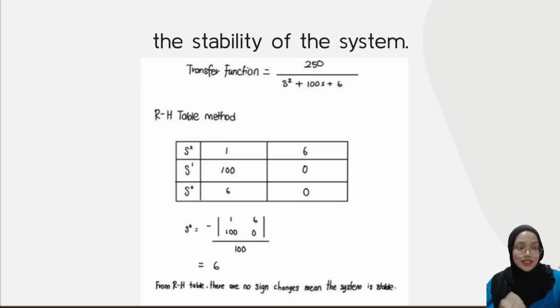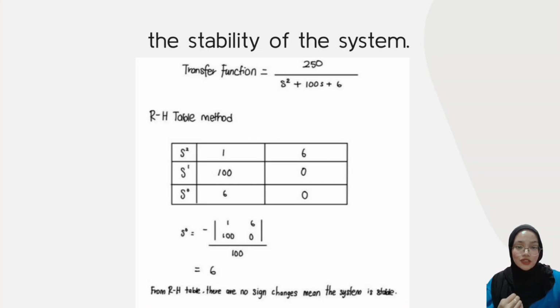Next, the stability of the system. So how to know the transfer function is stable or not? We use the RH table method. So from what I learned, from RH table, there are no sign change, meaning the system is stable.